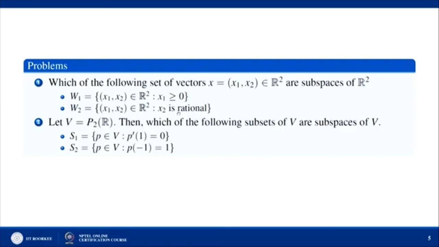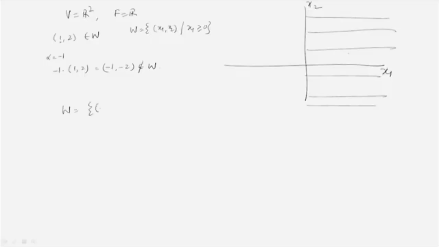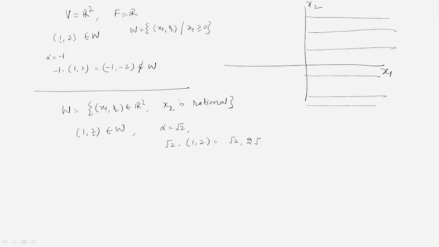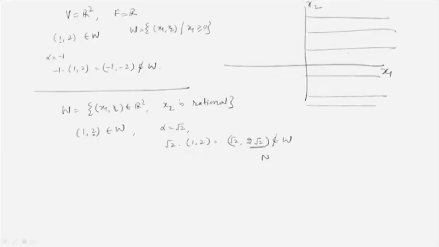Now here we have considered all (x1, x2) in R2, so W is all (x1, x2) in R2 such that x2 is rational. Now again, if you take say (1, 2), it is in W because here x2 is rational. Now if you take alpha as root 2, then root 2 dot (1, 2) is simply (root 2, 2 root 2), which is not in W because now x2 is not rational. So it is not closed with respect to scalar multiplication. So that means it is not a subspace of this vector space.